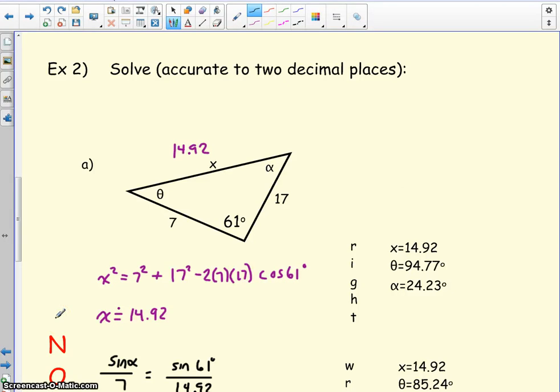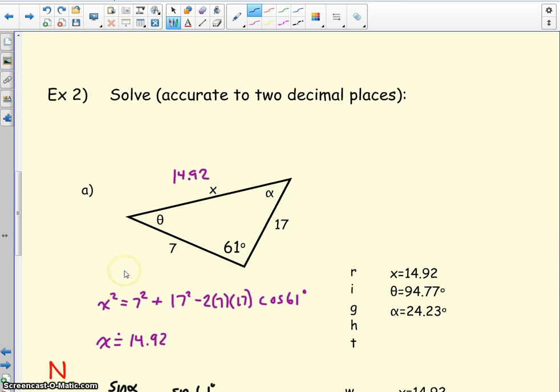Okay, welcome back. So hopefully the first thing you did is the only thing you can do with this triangle right now, which is use cosine law to solve for the third side. If you set up your cosine law equation, it should look something like this. And I got x being approximately 14.92. And this is from here where you have to be careful.